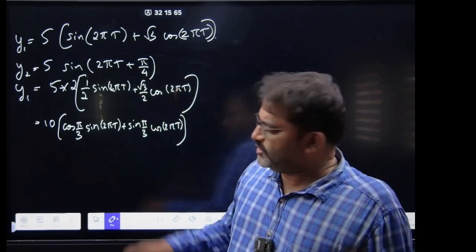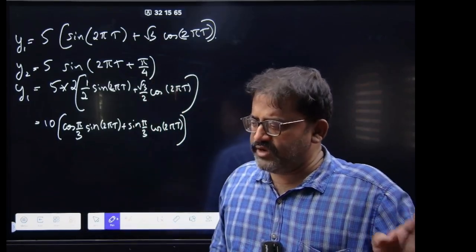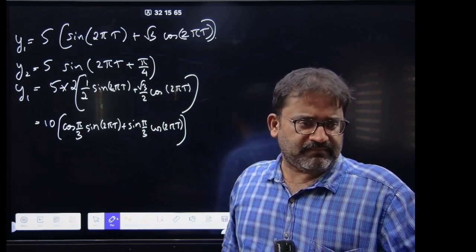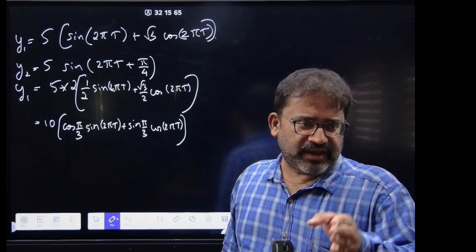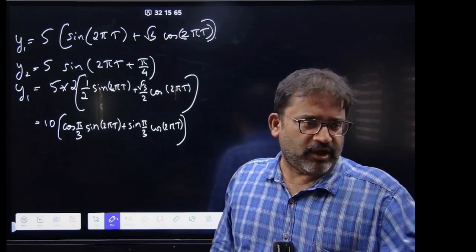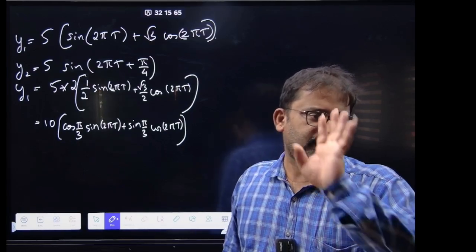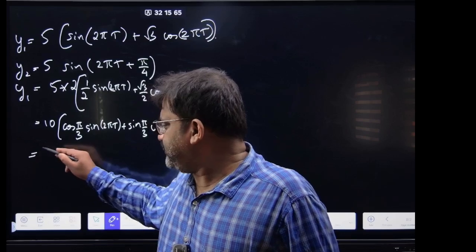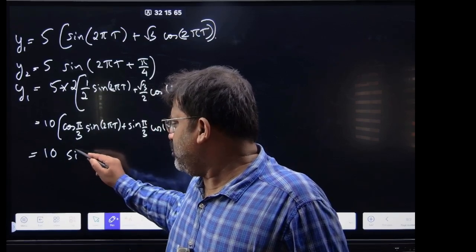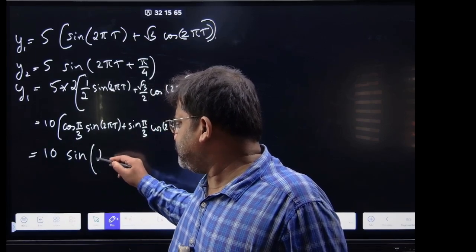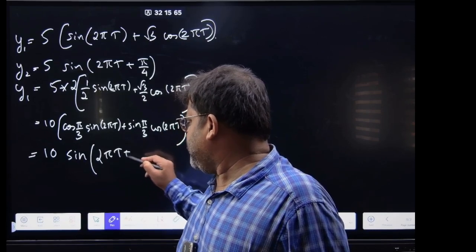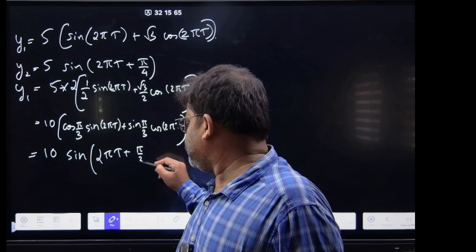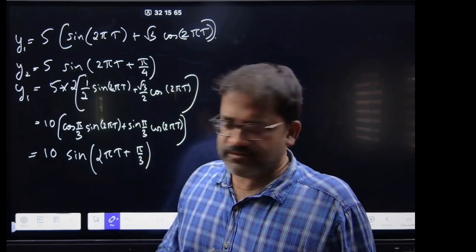Okay, so this is of the form sin A cos B plus cos A sin B. What is that? Sine of A plus B. Correct? Very good. So that is equal to 10 into sine of A, which I will take as 2πt, and B, which I will take as π/3. So this is y1.